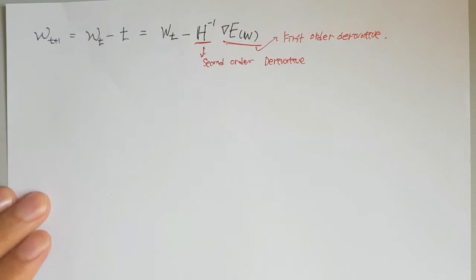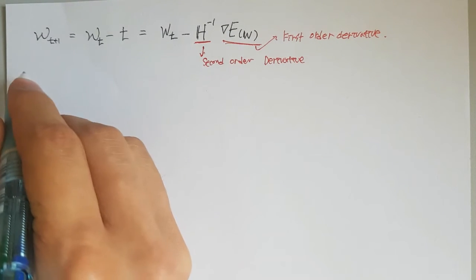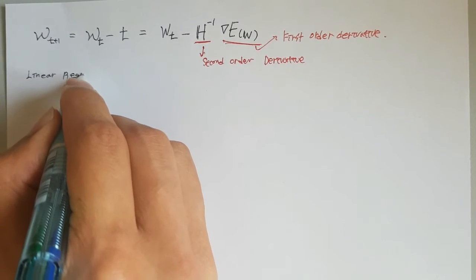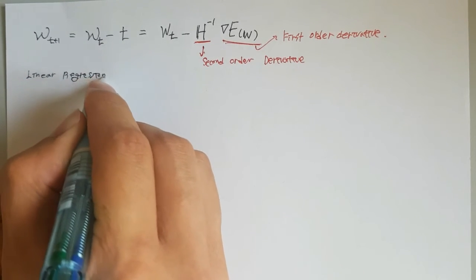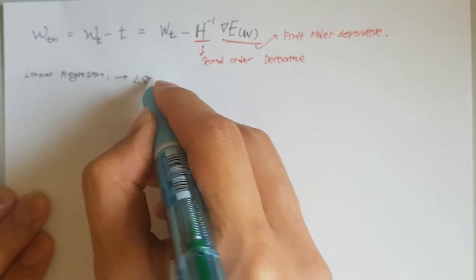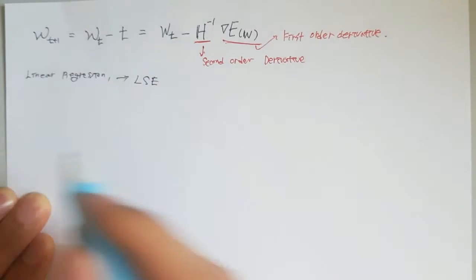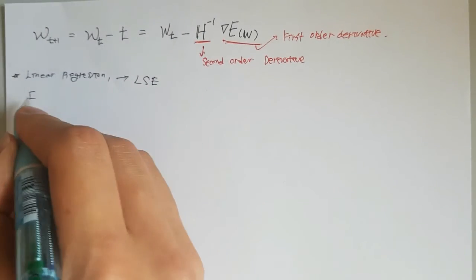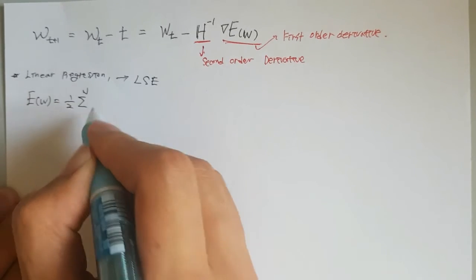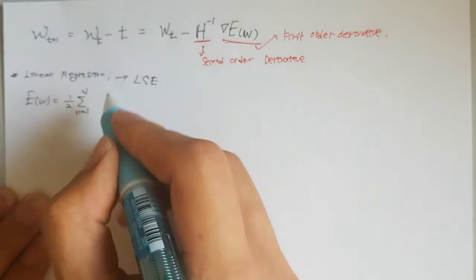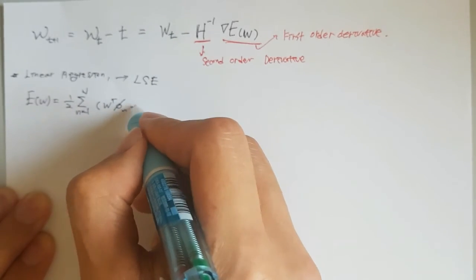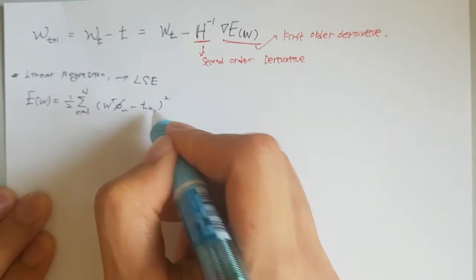So as I said, when we calculated linear regression, we used the error function or cost function as least square error. Therefore, the reason why I keep comparing with linear regression is because it will help you to understand better.